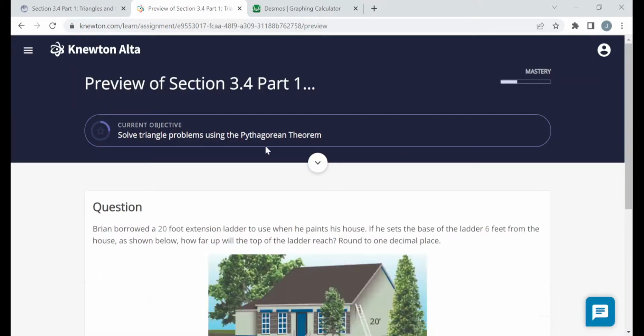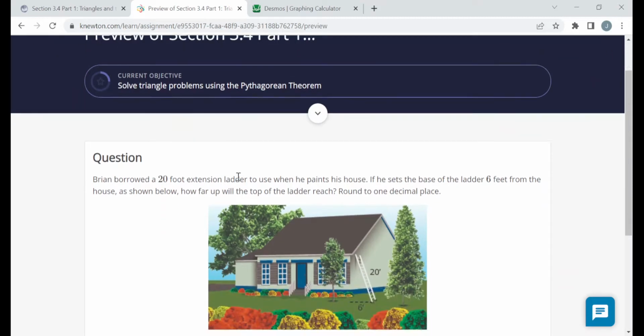Alright, so back to the Pythagorean Theorem. They give us a little picture here, but I'll just draw this right triangle up. It says Brian borrowed a 20-foot extension ladder to use when he paints his house. If he sets the base of the ladder 6 feet from the house, as shown, so you see the bottom of the ladder is 6 feet from the wall, the ladder is 20 feet long.